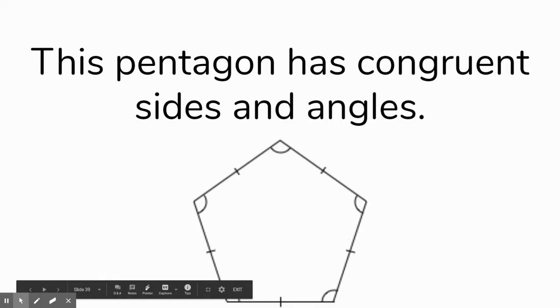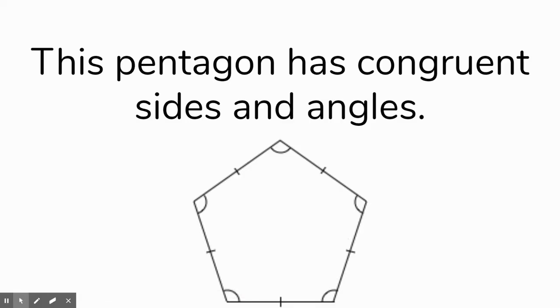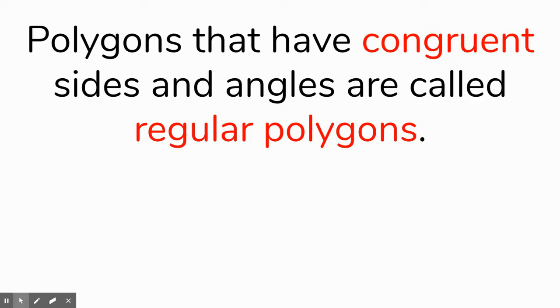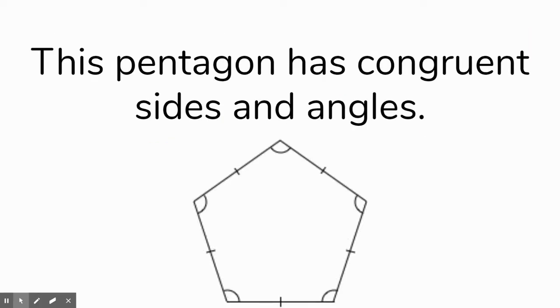So this pentagon has congruent sides and angles. And a polygon that has congruent sides and angles is called a regular polygon. So that pentagon that we just looked at, let me move back to it. That is a regular pentagon. It has congruent sides and angles.